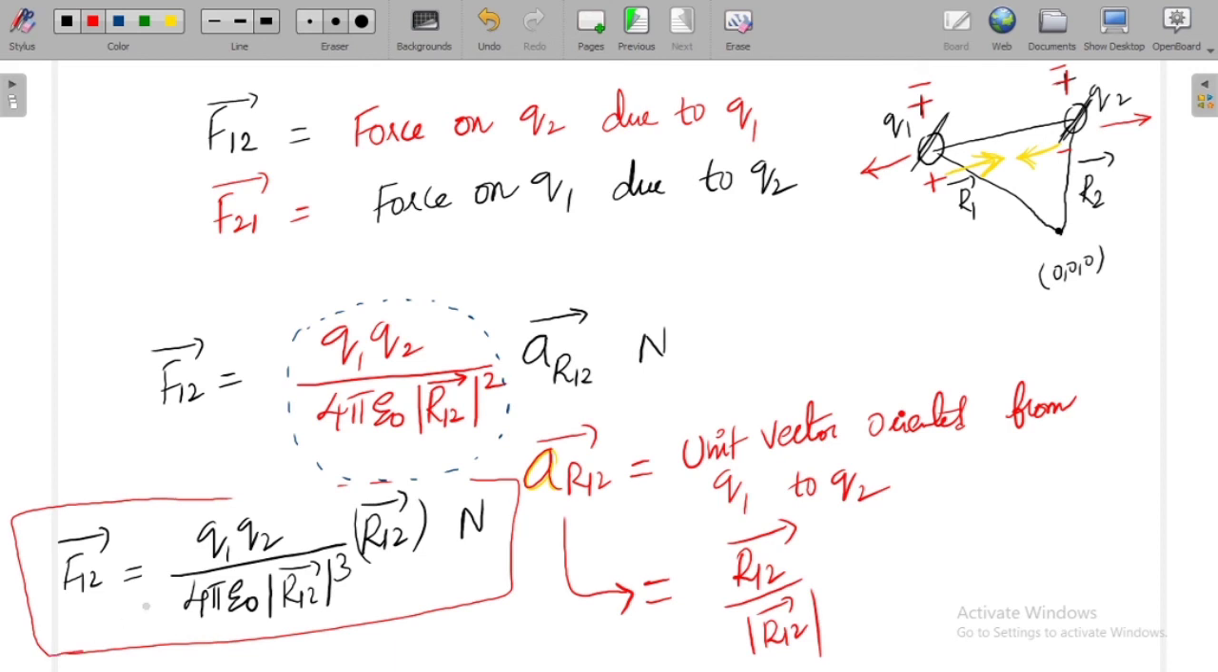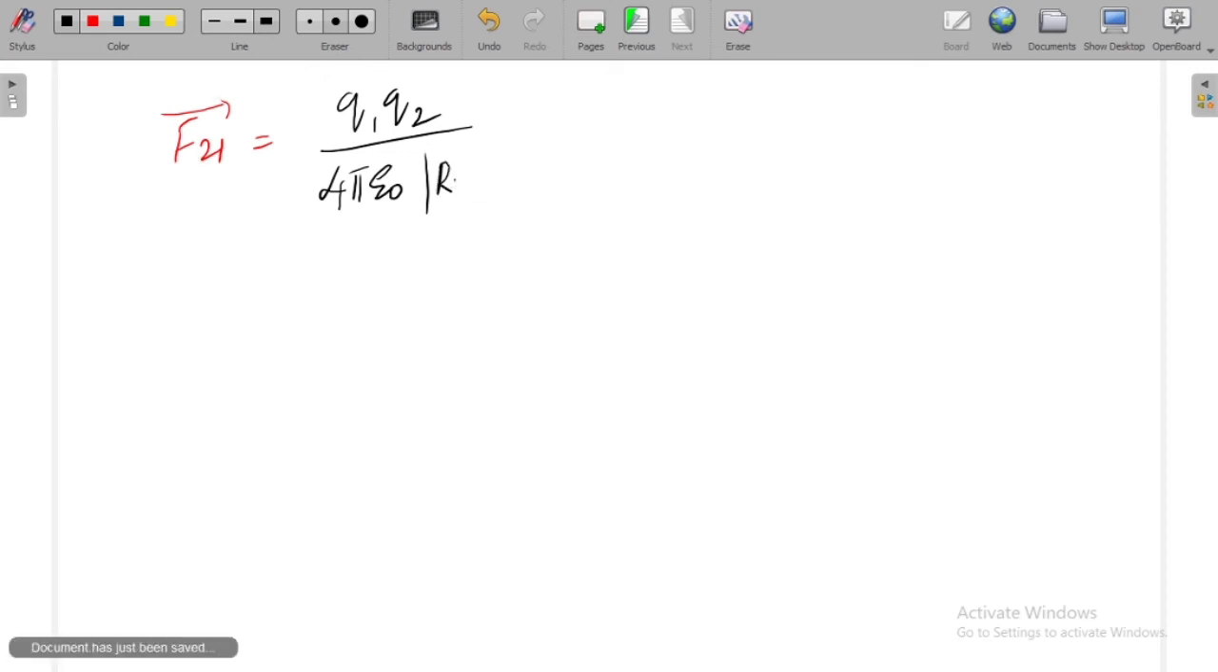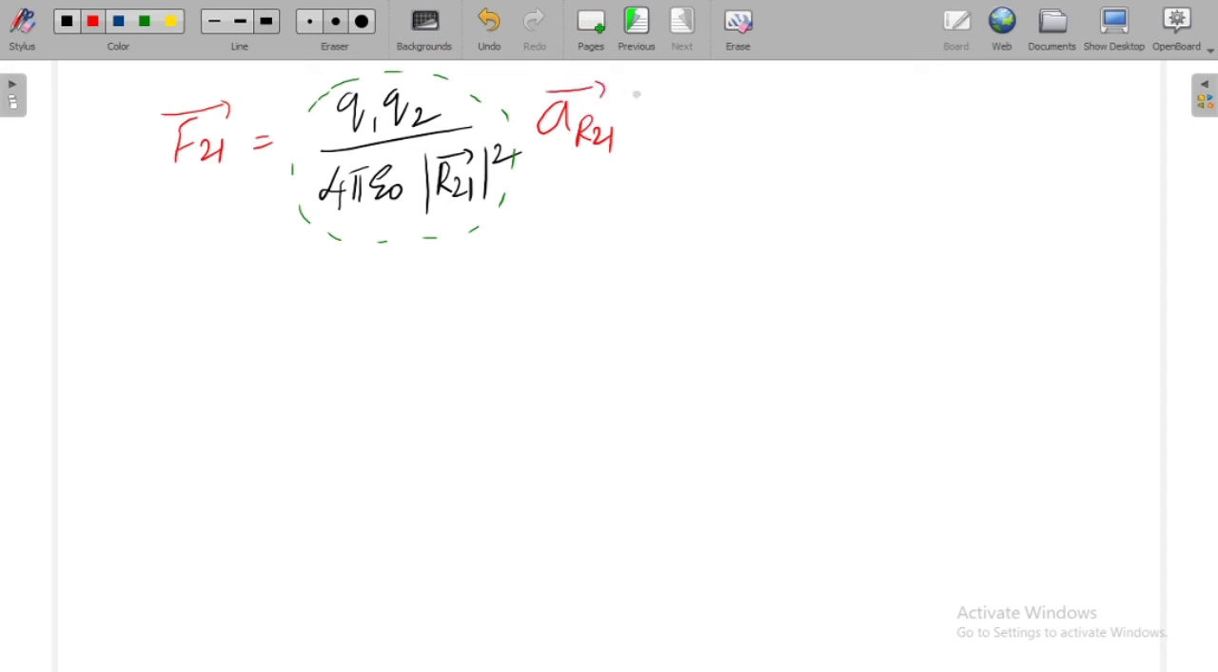Now how can I write the force on Q1 due to Q2? Let me take a separate page. Now what is F21 bar? F21 bar can be written as again Q1 Q2 divided by 4 pi epsilon naught. As I have taken 21 bar, I am taking R21 bar squared here also. Up to this, it is a magnitude. Now a vector can be represented as a product of magnitude and its direction. What is the direction? AR21 bar, from 2 to 1, which is in the reverse direction.